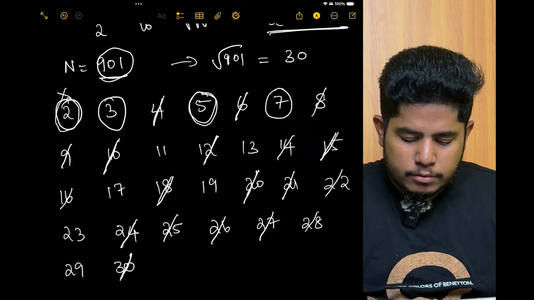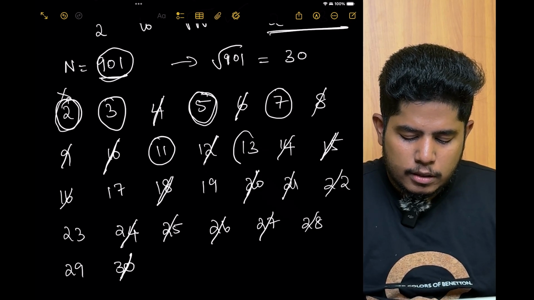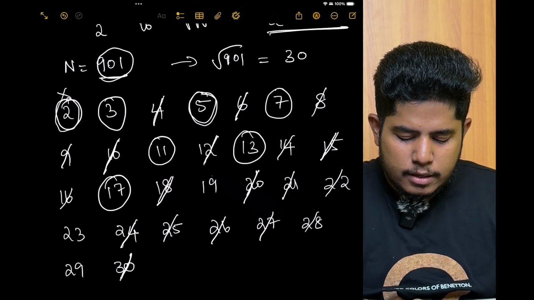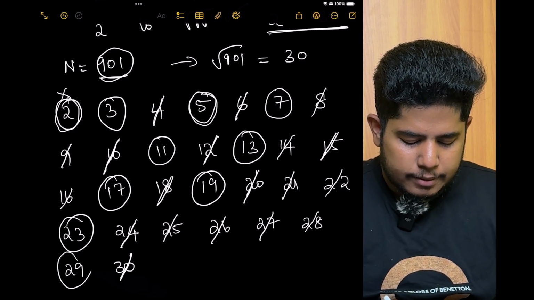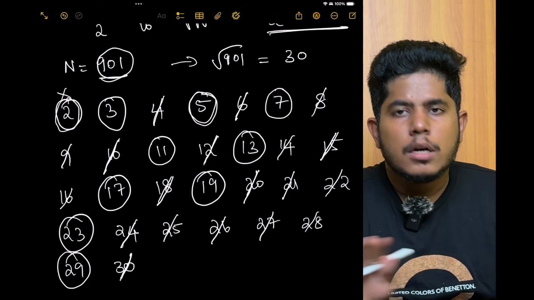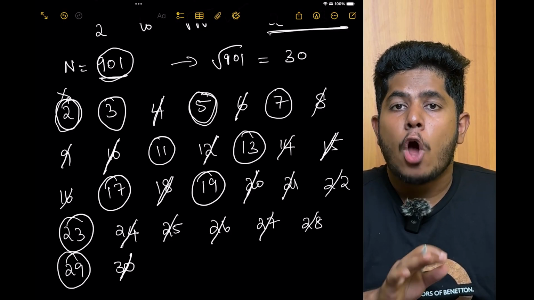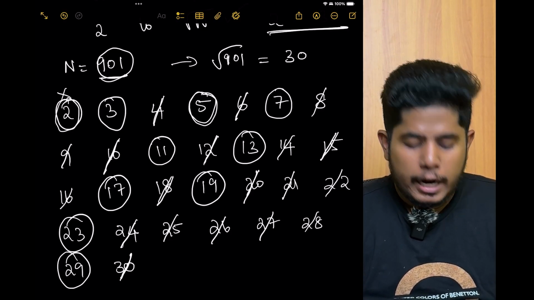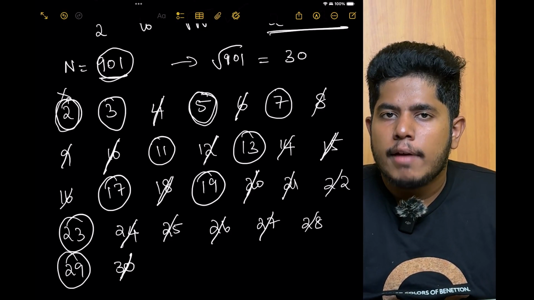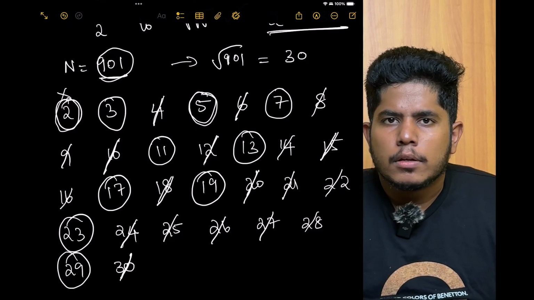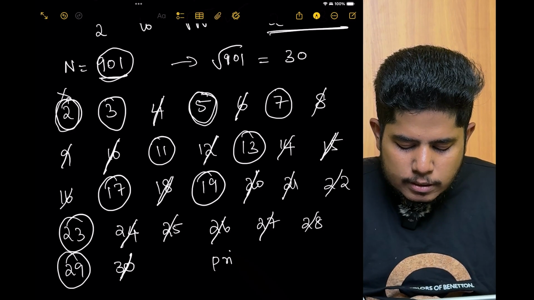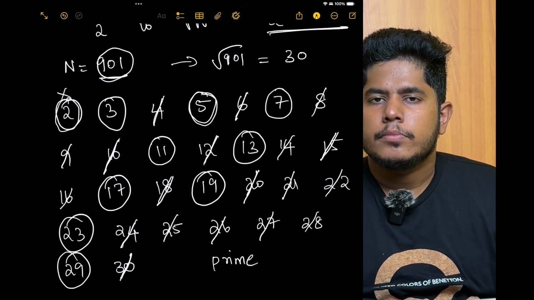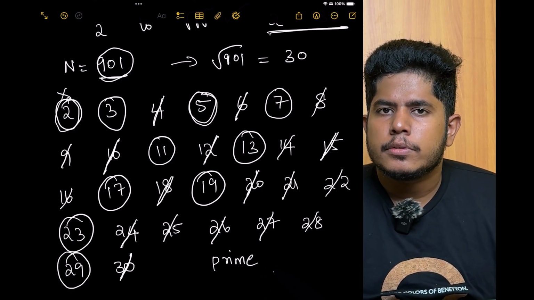So like 7, 11, 13, 17, 19, 23, 29. I've just circled all the values which have not been eliminated. And if you look at all the circled values, we can observe something. These circled values are generally called prime numbers. They're all called prime numbers.